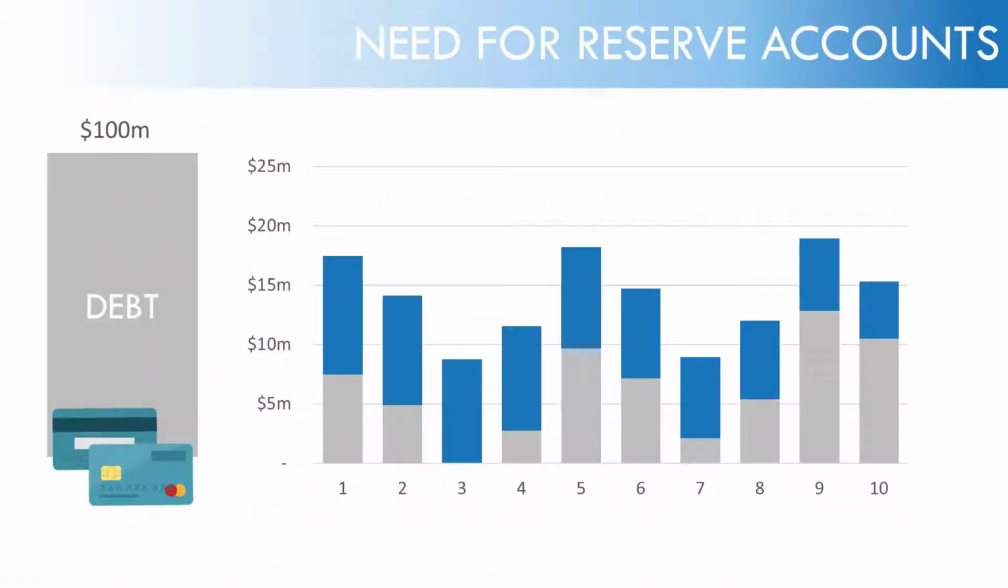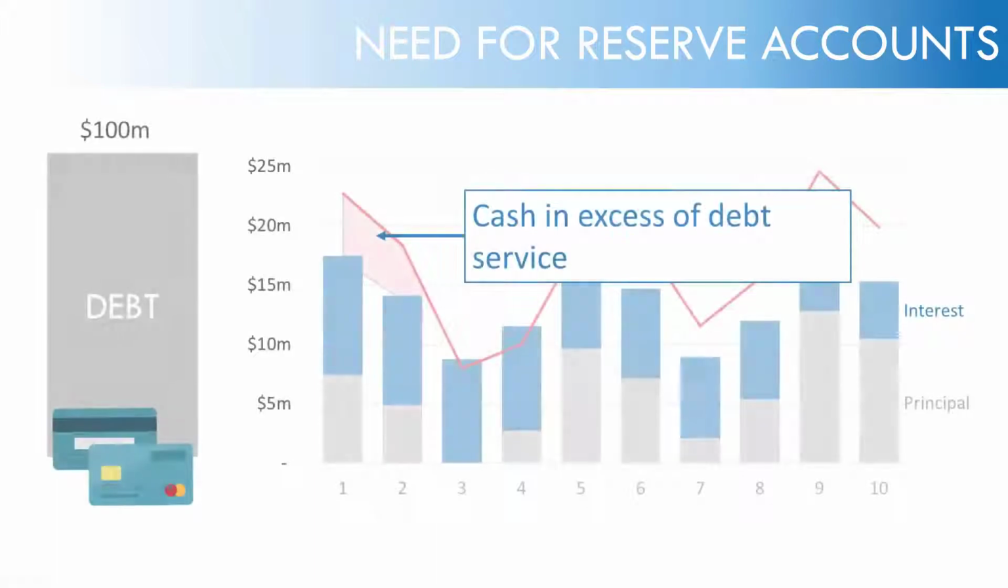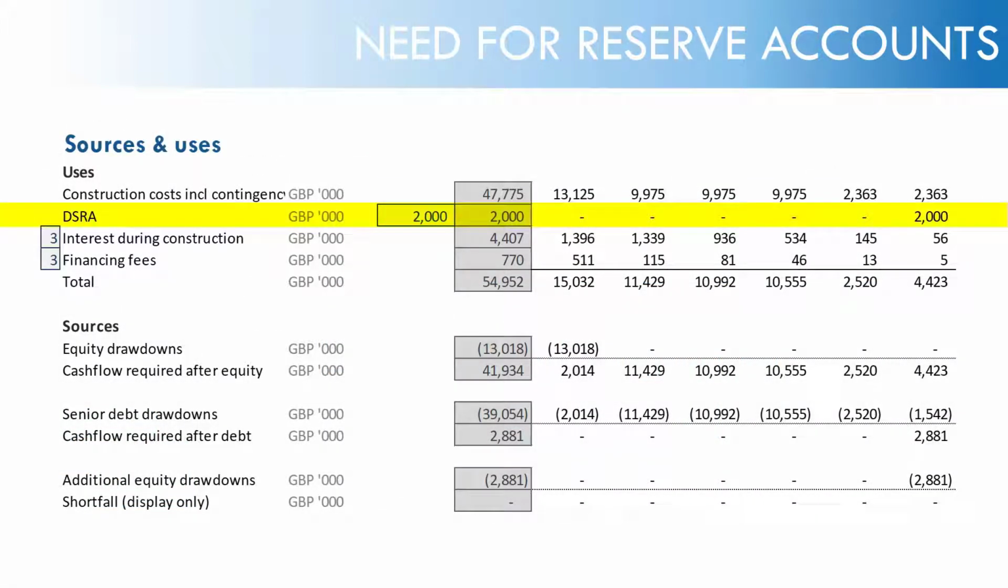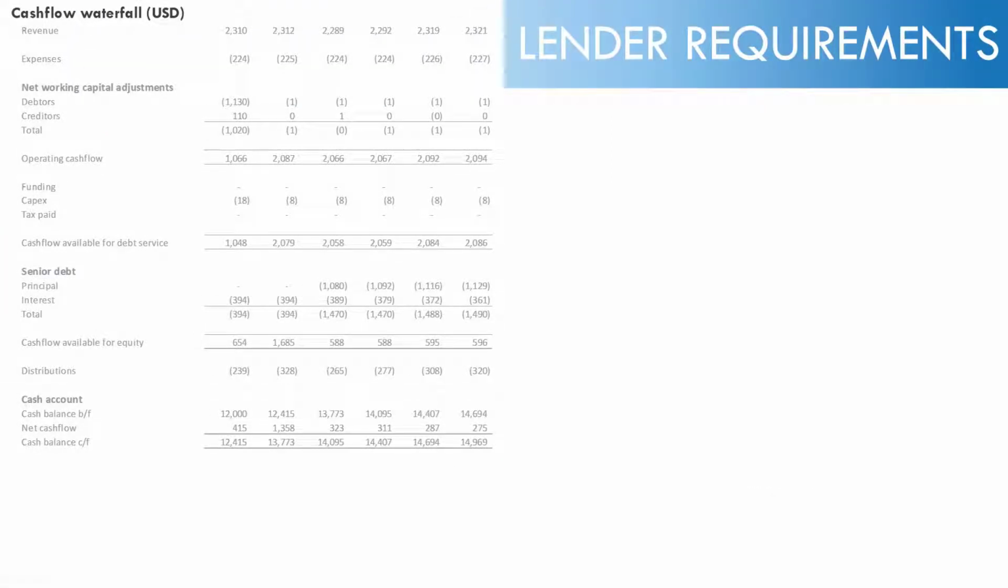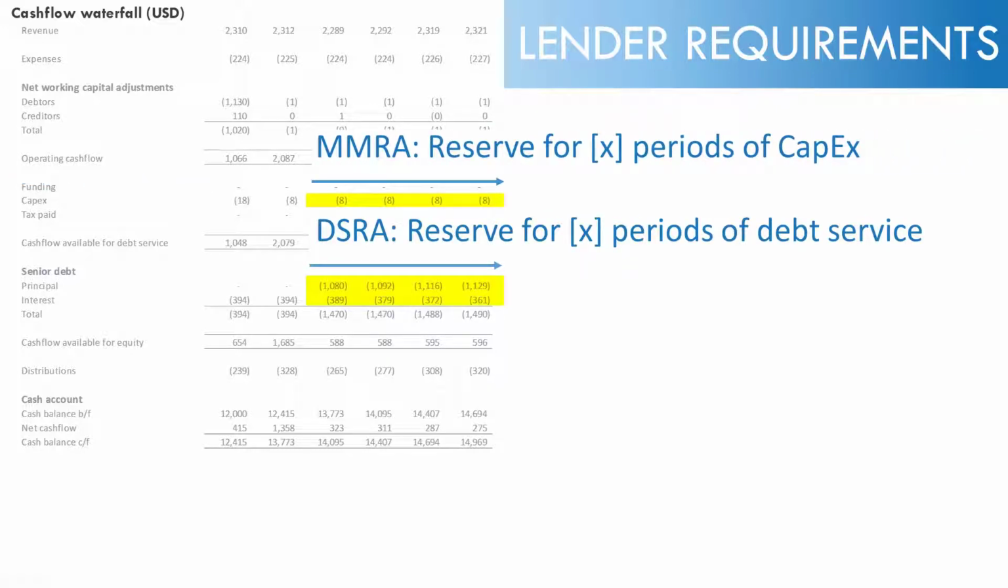But what if cash flows take an unexpected dive, and the cash flow available for debt service in that period is not enough to cover the debt service? What can lenders do to ensure they get paid? They can reserve cash from the cash flow in excess of debt service in advance, or they can get funds from the construction funding. Thus, we often see reserve accounts which reserve cash for things like a lack of debt service, the debt service reserve account, or periods of capital expenditure on maintaining the assets, the major maintenance reserve account.